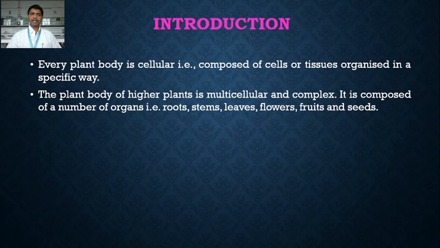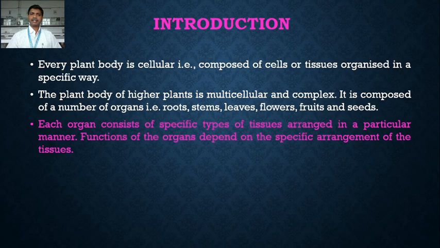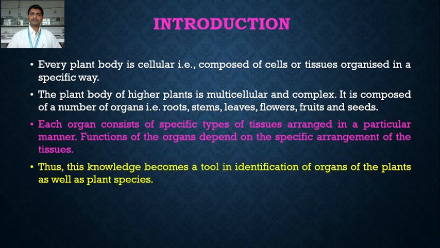The plant body of a higher plant is multicellular and complex. Each organ consists of specific types of tissues arranged in a particular manner. So these tissues perform a specific function. The function of the organs depends on the specific arrangement of the tissues. Thus this knowledge becomes a tool in identification of organs of the plants as well as plant species.